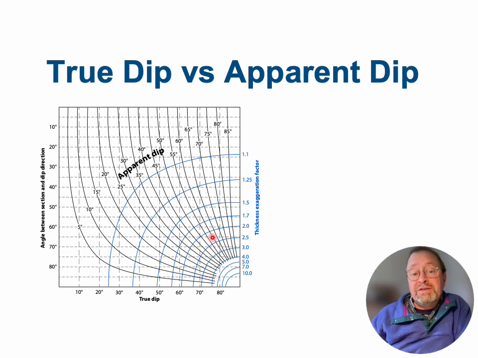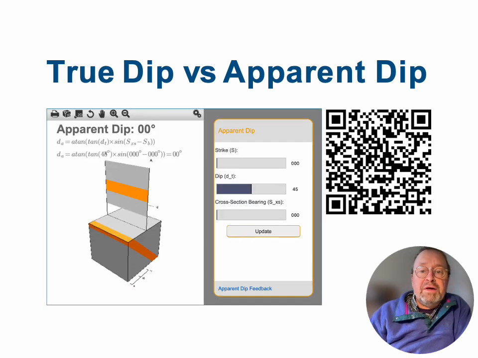So if you do need to switch between apparent and true dip, you can do it using this without having to do a lot of fancy calculation. And you can do it with a little app, so you might want to use this. It's pretty straightforward.